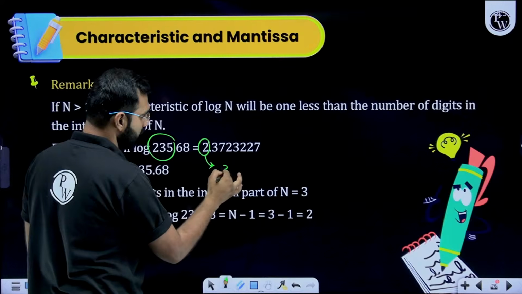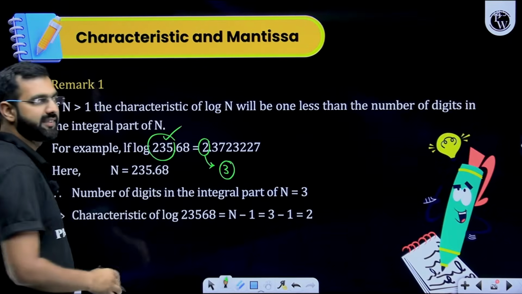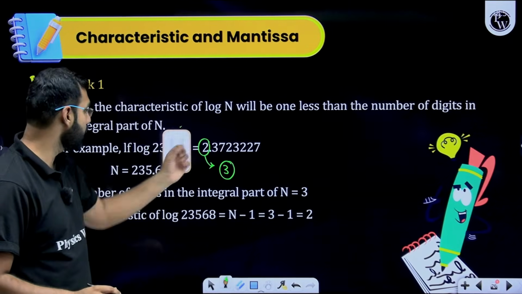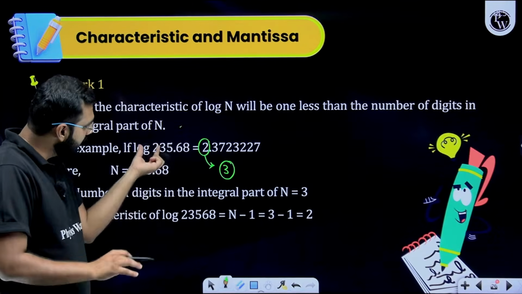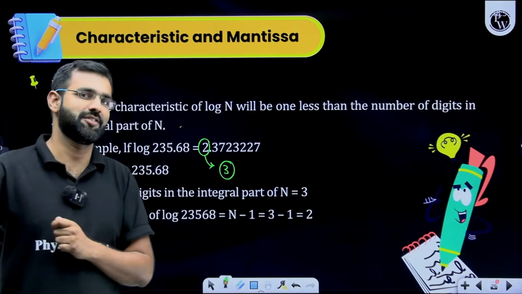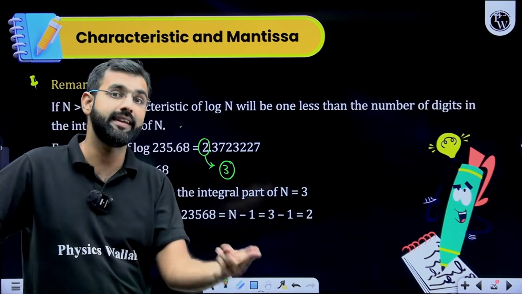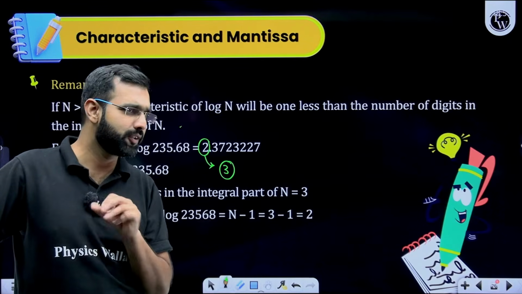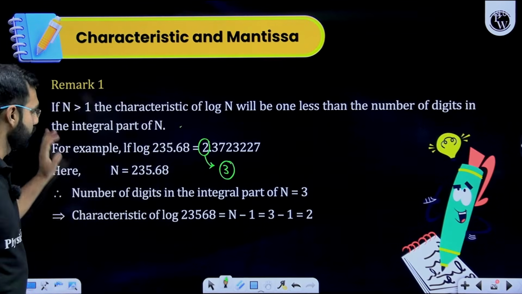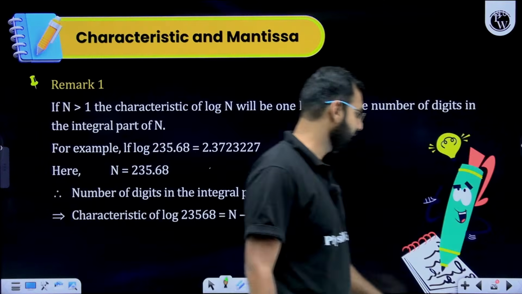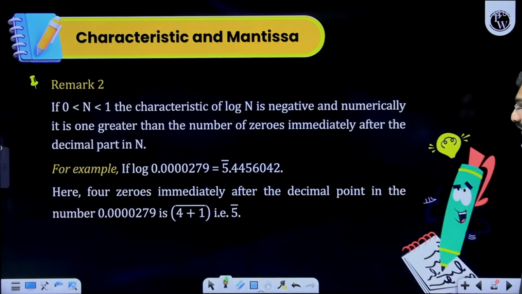So 2 plus 1 will be 3. So there are 3 digits here in its integral part. I'm not saying the whole number will have 3 digits. No. The decimal part we cannot work upon, but the integral part will have one more digit than the characteristic. Everybody understood that part? All the participants, everybody with me on this? Now the second conclusion. There is one more conclusion based on characteristic, and that is also a very amazing conclusion.